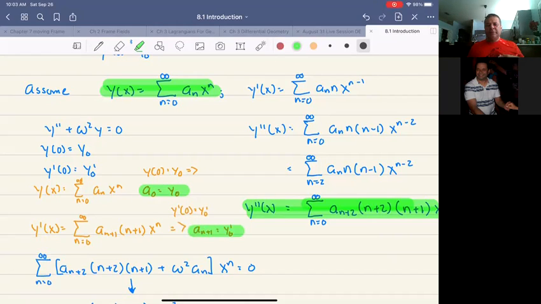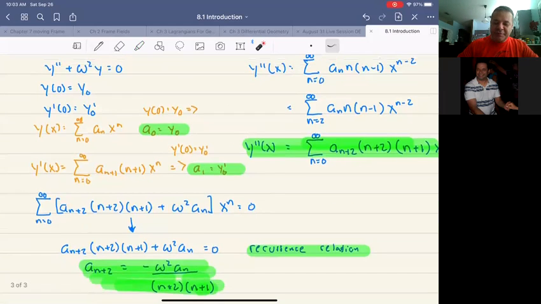Oh, that should have been a sub 1. Right? Because when n equals 0, we're just left with a sub 1. I should have written a sub n plus 1 at n equals 0. Okay, moving along.